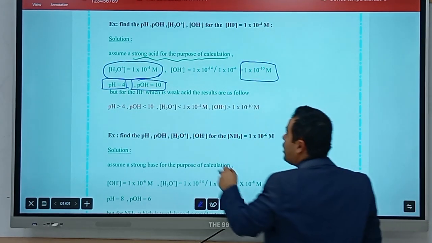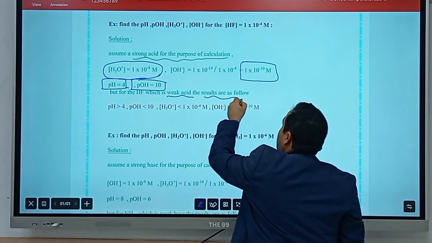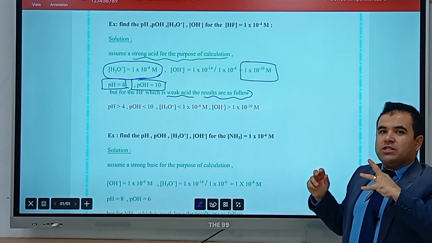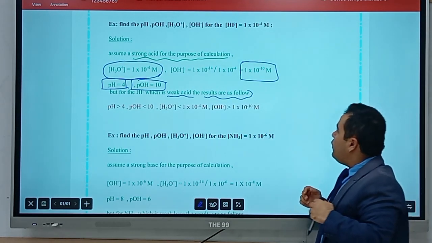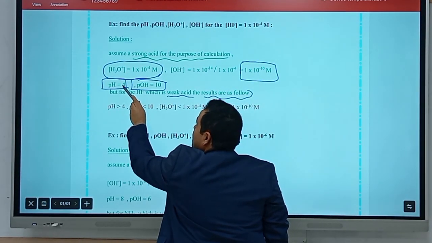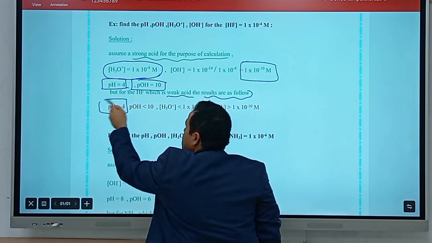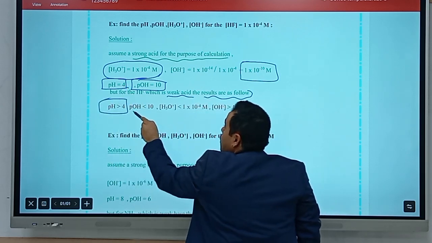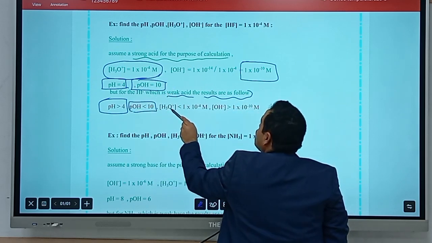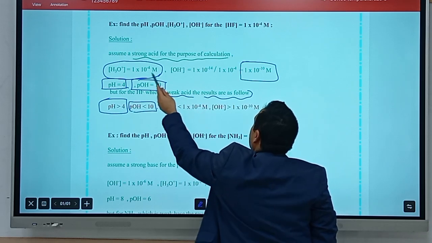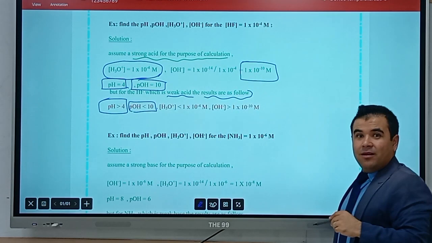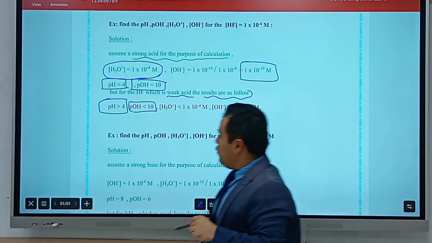But for the HF, which is a weak acid, the results are as follows. The above results are calculated by assuming it as strong. But for the weak acid, the pH is higher than that calculated pH. So the pH of the HF is higher than 4. Its pOH is less than 10, which we calculated. The hydronium is less than 10^-4. The hydroxide is higher than 10^-10. That's how we can solve for the weak acid.